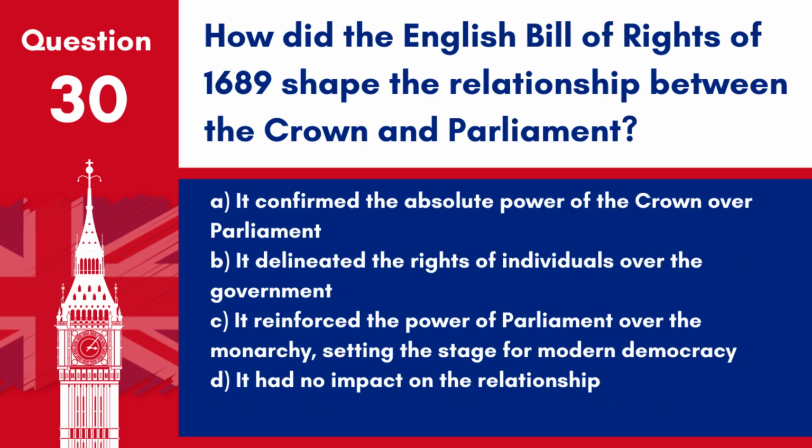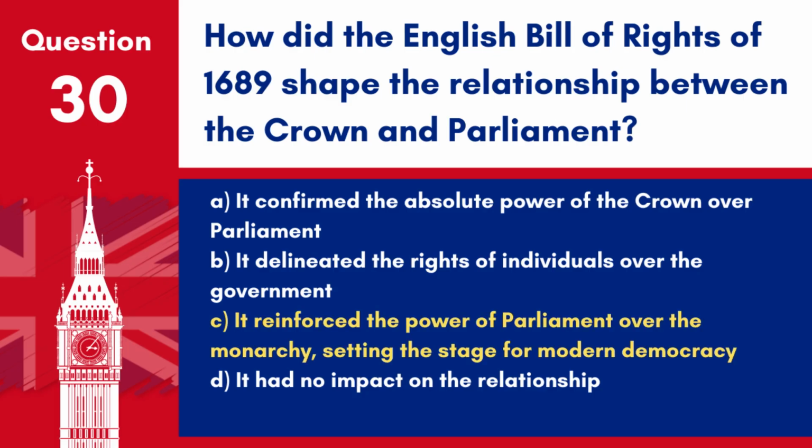Question 30. How did the English Bill of Rights of 1689 shape the relationship between the Crown and Parliament? A. It confirmed the absolute power of the Crown over Parliament. B. It delineated the rights of individuals over the government. C. It reinforced the power of Parliament over the monarchy, setting the stage for modern democracy. D. It had no impact on the relationship.